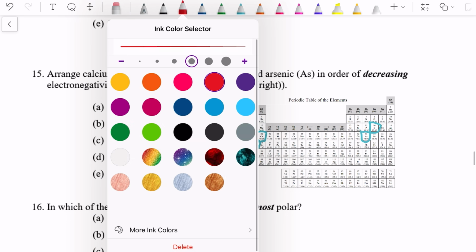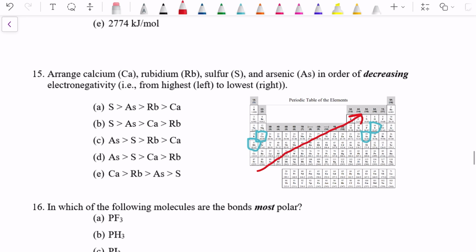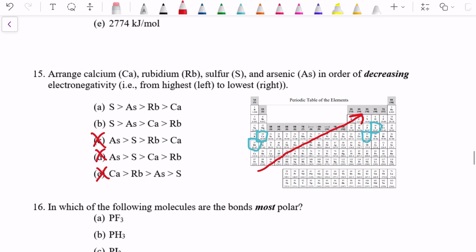Say out loud to yourself what the periodic trend for electronegativity is. You've probably heard it a million times. It goes that way. So sulfur is the highest, so I know it's A or B. Arsenic's second, calcium's third. Therefore it's B. 15B.